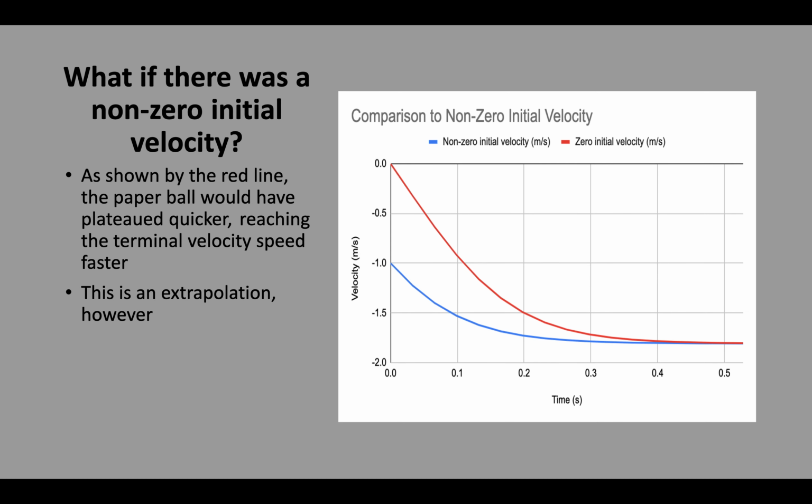If the ball had an initial velocity, the paper would have plateaued quicker, therefore it would have reached the terminal velocity quicker. This can be seen through the graph also.